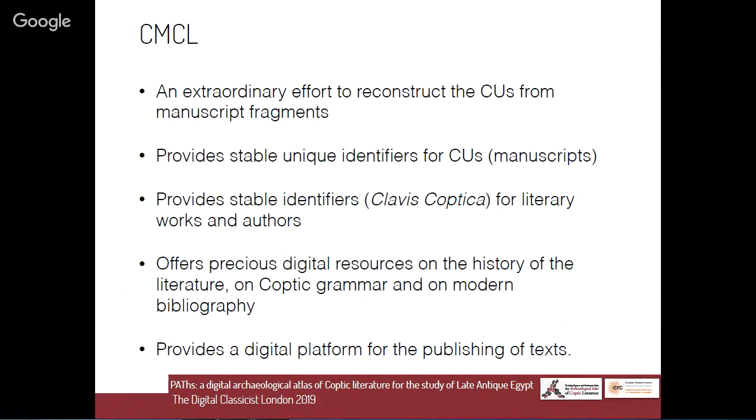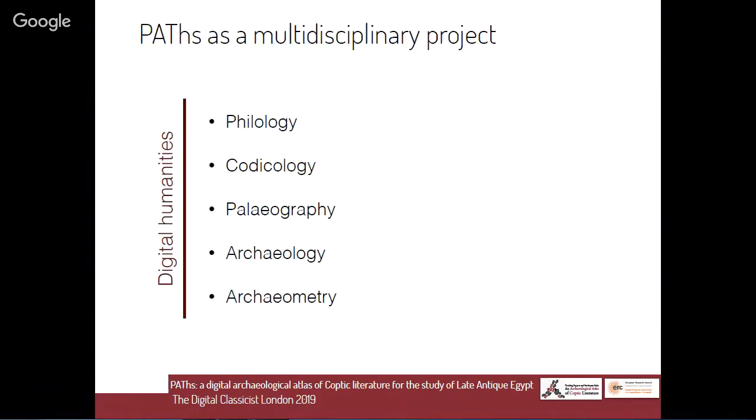and also provides stable identifiers called Clavis Coptica for literary works and authors, literary works as abstract things. Clavis Coptica was shaped after the example of the CPG, the Clavis Patrum Graecorum, and the Clavis Patrum Latinorum. So we have one also for Coptic literature. Also, these websites provide digital resources on the history of literature, Coptic grammar, modern bibliography, etc. Orlandi has also used this database to publish some electronic text, Coptic electronic text. This is the starting point of our project.